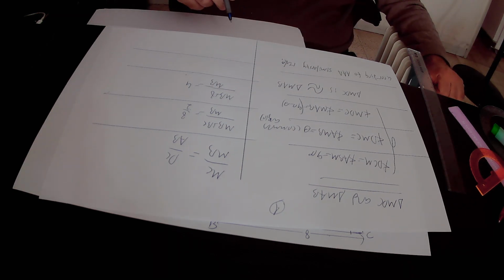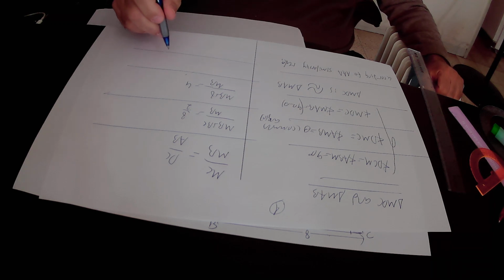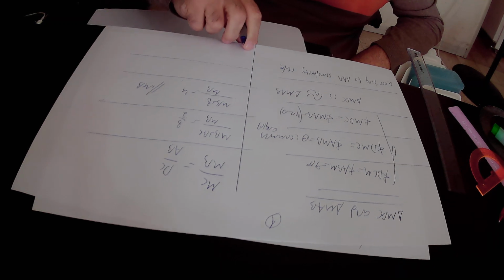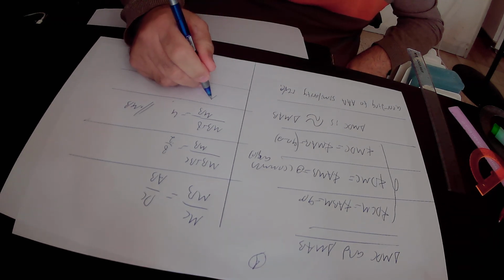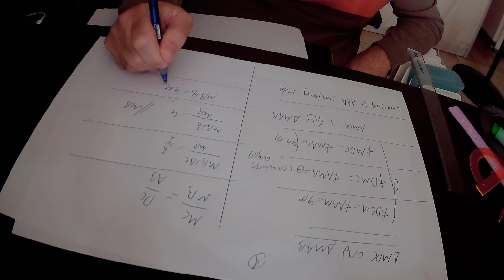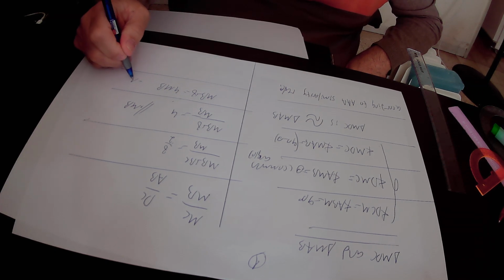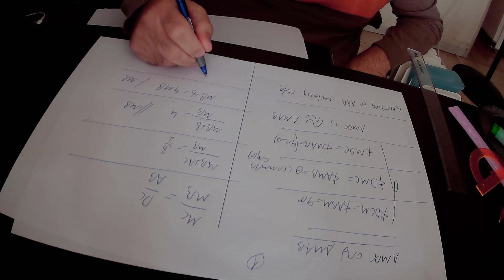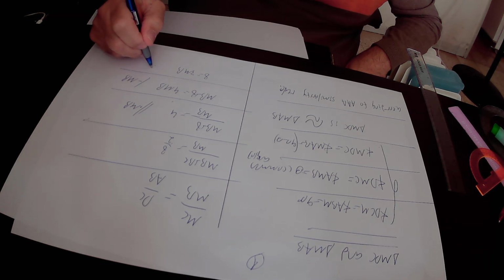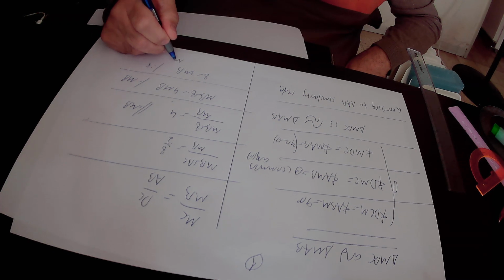So we found out that MB plus 8 over MB equals 4. We will multiply this equation by MB, and we get that MB plus 8 equals 4 times MB. Here we subtract MB from this equation, and finally we get that 8 equals 4MB minus MB, which is 3MB. Here we divide this equation by 3, and finally we get that MB equals 8 over 3.